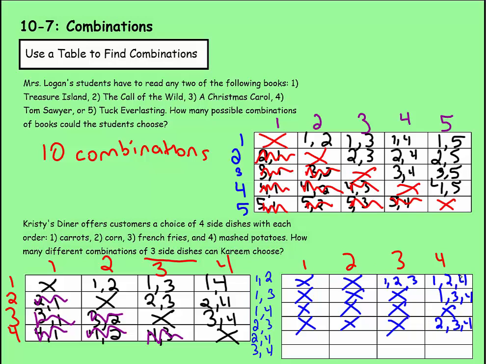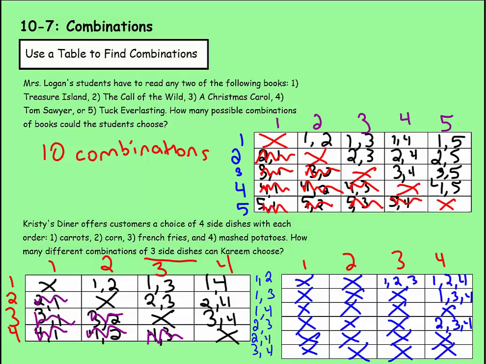2, 4, 1. I already have 1, 2, 4. 2, 4, 2 is a repeat of 2. 2, 4, 3. We already have 2, 3, 4. And 2, 4, 4 is a repeat of 4. 3, 4, 1. I already have 1, 3, 4. 3, 4, 2. I already have 2, 3, 4. 3, 4, 3 is a repeat of 3. And 3, 4, 4 is a repeat of 4.